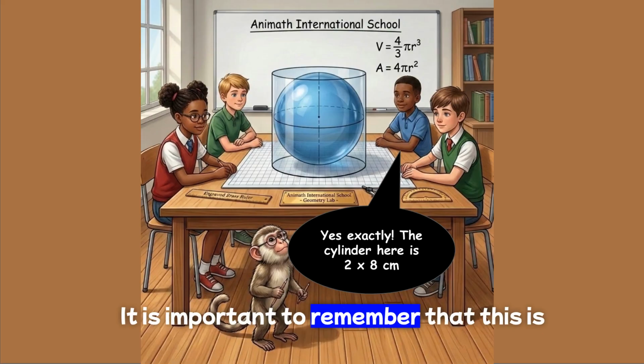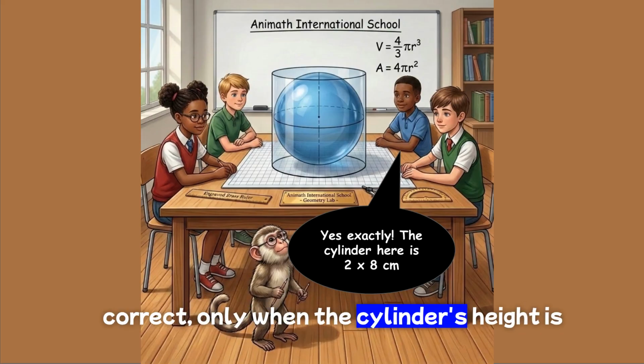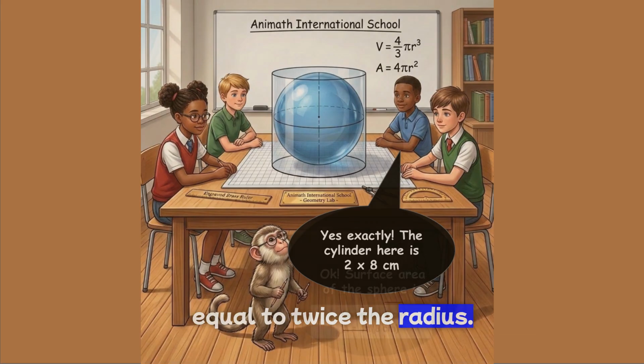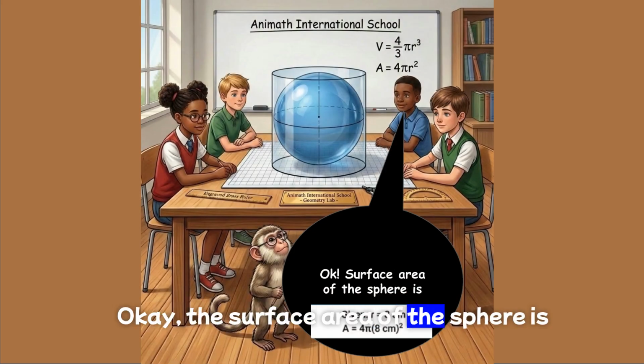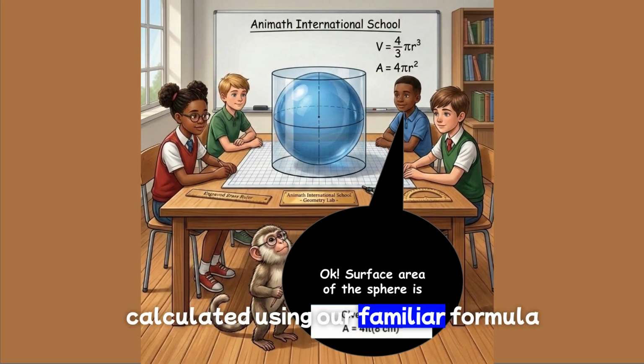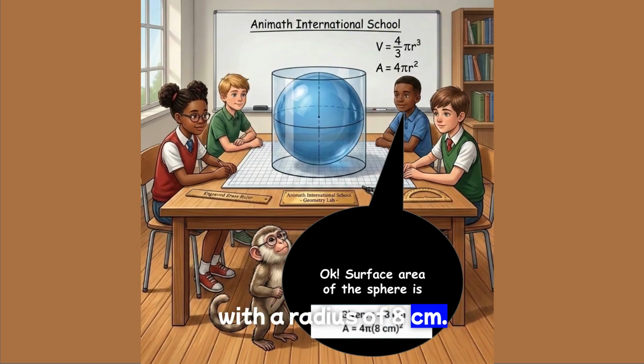It is important to remember that this is correct only when the cylinder's height is equal to twice the radius. The surface area of the sphere is calculated using our familiar formula with a radius of 8 centimeters.